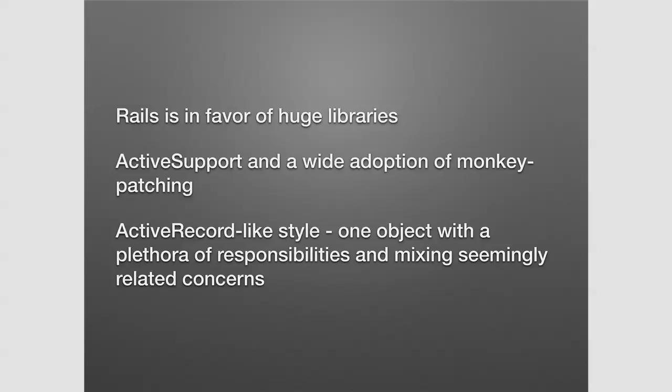And there are 3 things about Rails and the style it promotes, implicitly or explicitly, hard to say. So Rails is in favor of big libraries. It consists of just 5 libraries, and all of those libraries are really huge. I'm not sure if you ever looked into, for example, Active Record or Active Support. Those are thousands of lines of code. That's some serious complexity, really.